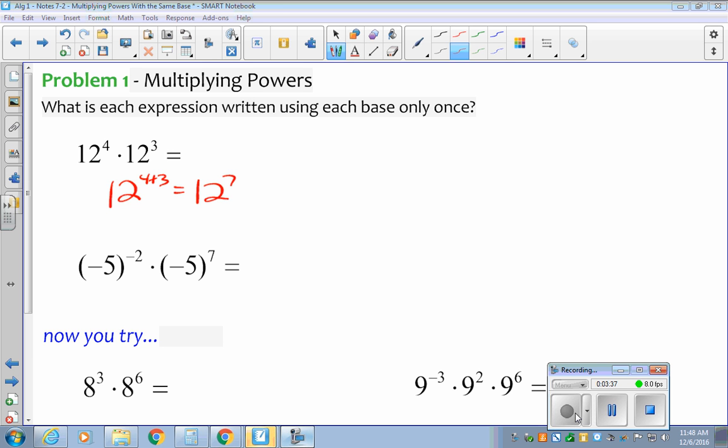Negative 5 to the negative 2 power times negative 5 to the 7th power. We are going to go ahead and add those values together. So we got negative 5 on the inside of our parentheses. Negative 2 plus 7 is 5. So we still add the negative value to our other exponents.